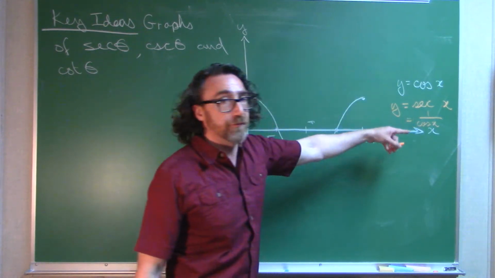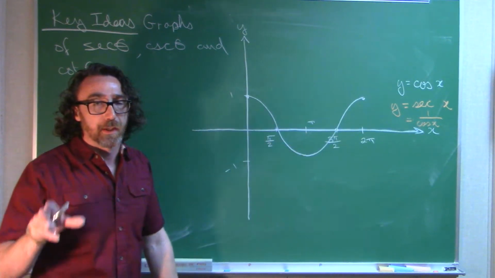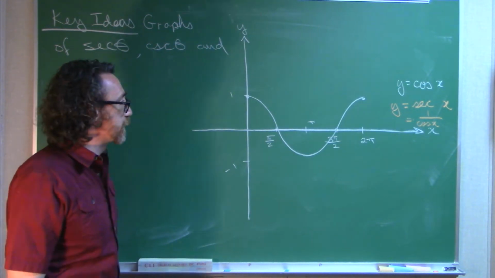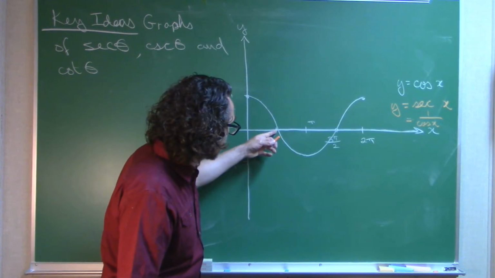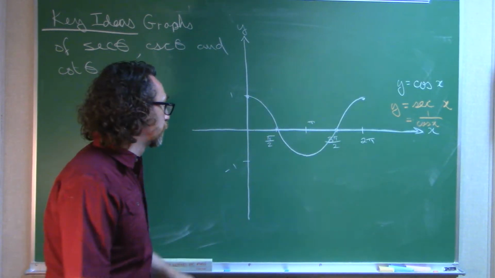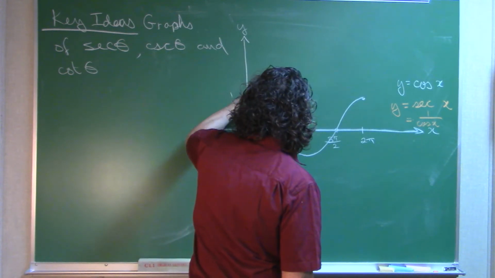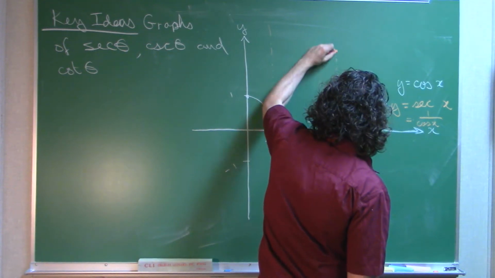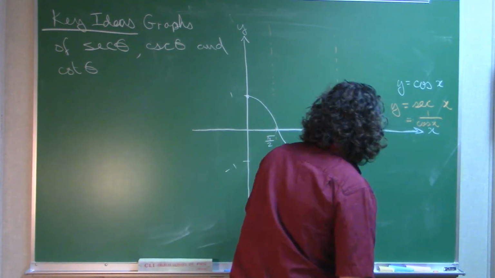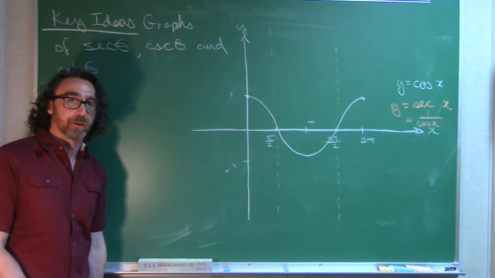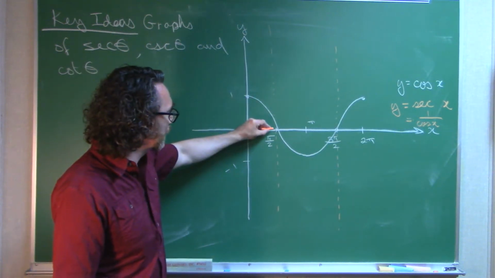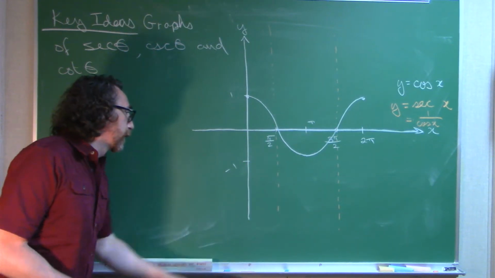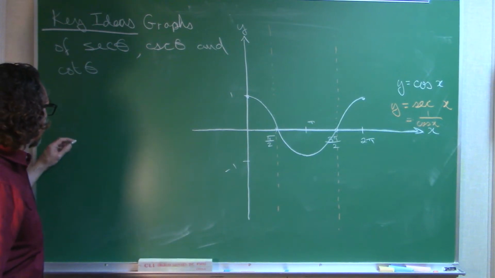Now, whenever you've got division, you've got to be a little bit concerned about 0. You can't divide by 0. Now, cosine is 0 here and here. So our function, secant, is going to have vertical asymptotes at those places. Now the question is, what is going to be happening when we get close to those places? And I want to make a few notes here.